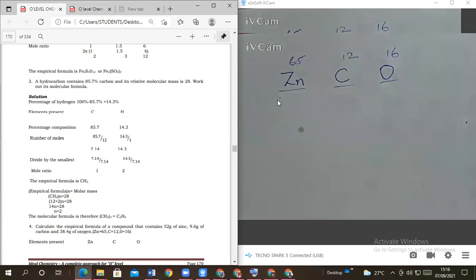The relative atomic masses are there, I've put them there. Try to speed up. Consider molar mass. The molar mass of what?